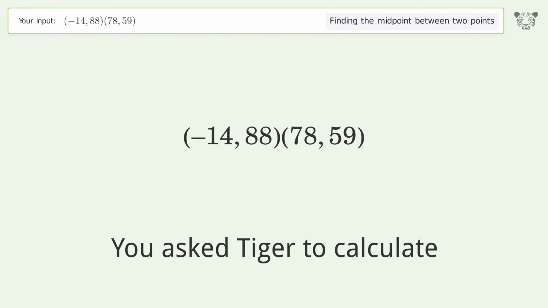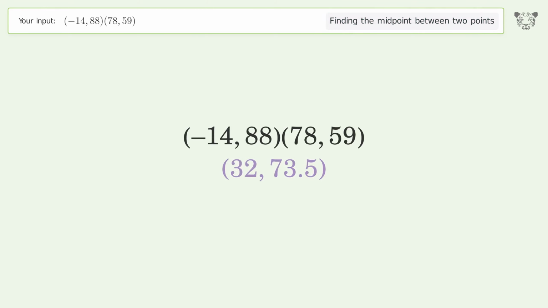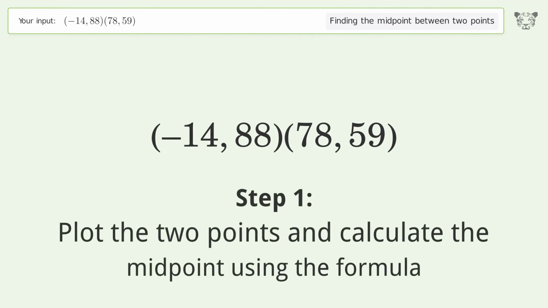You ask Tiger to calculate. This deals with finding the midpoint between 2 points. The midpoint between the 2 points is 32, 73.5. Let's solve it step by step. Plot the 2 points and calculate the midpoint using the formula.